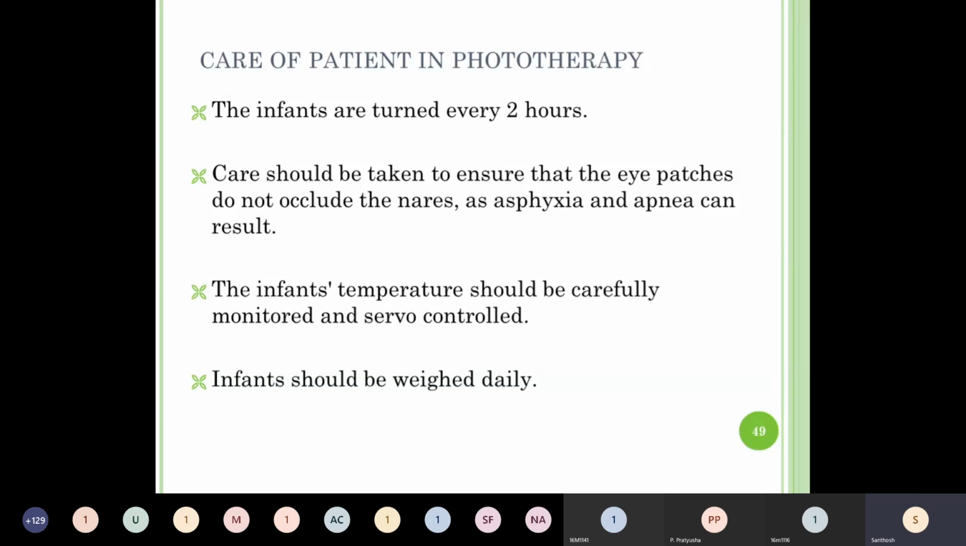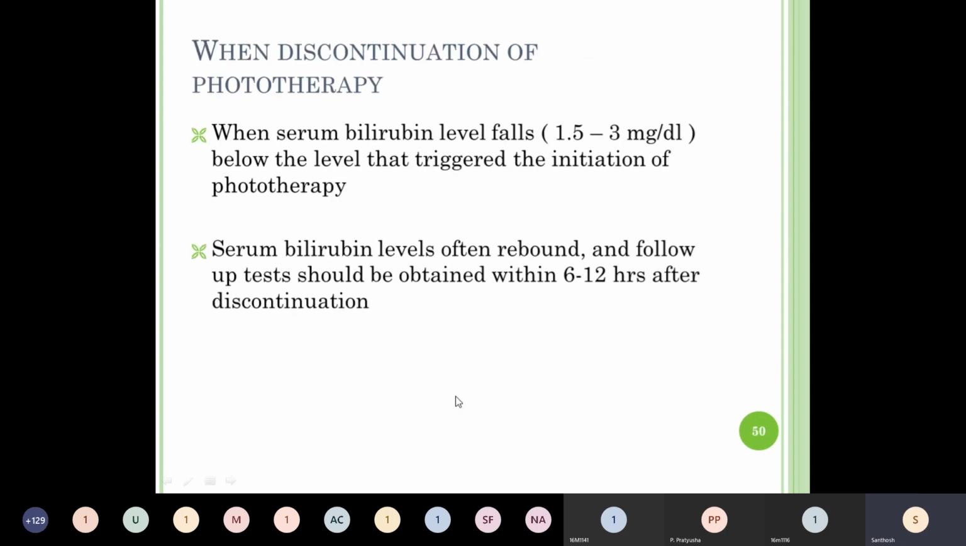have breathing difficulty. Then infants can have temperature instability. There can be hyperthermia or hypothermia. So make sure the temperature of the baby is maintained. Finally, the infant should be weighed daily because some babies can have insensible water loss and may go into dehydration. So monitor the weight daily and also the urine output, which tells about the hydration status of the baby.